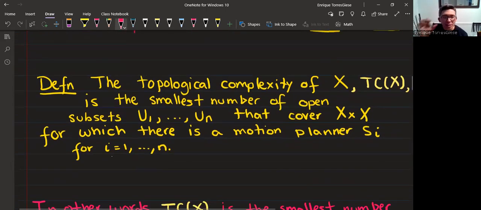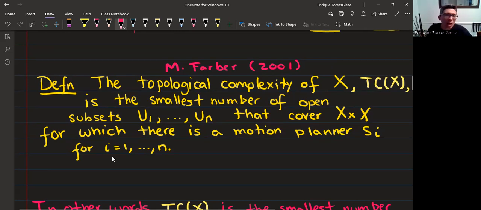Okay, so that is essentially what we are going to use to define the topological complexity of a space X. This is a concept that was introduced by Michael Farber in the early 2000s, about 20 years ago. So in a way, it's kind of recent. This was introduced more precisely in 2001. His definition is essentially the smallest number of open sets, U1 through UN, that cover the Cartesian product X cross X, for which we have a motion planner S sub I on each of these. So the topological complexity is measuring the smallest number of stable instructions that we need to define on the Cartesian product to solve the motion planning problem.